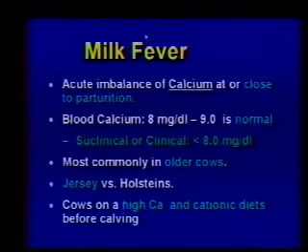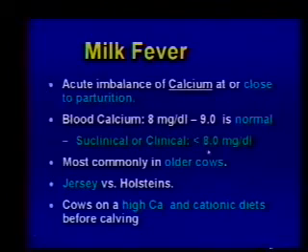It's an acute milk fever. It's an acute imbalance of calcium at or close to parturition. Normally in dairy cattle, blood calcium is anywhere from 8 milligrams per deciliter to 9 milligrams. Some textbooks may go a little bit higher than that. When we start having a problem is when the calcium concentration gets below 8.